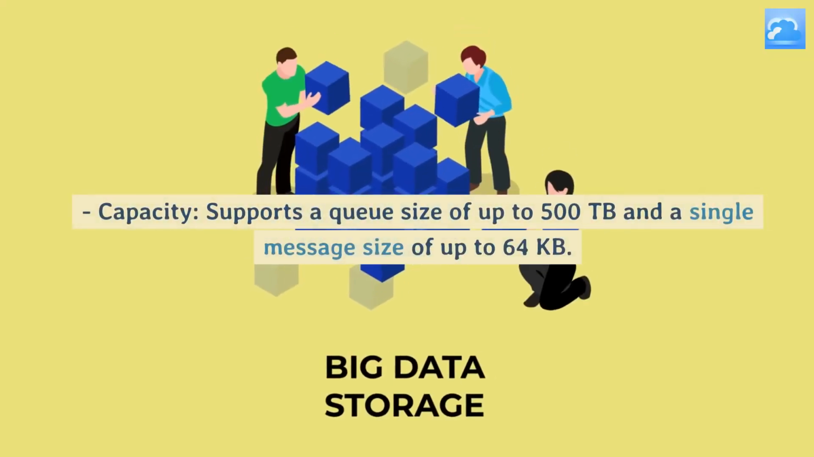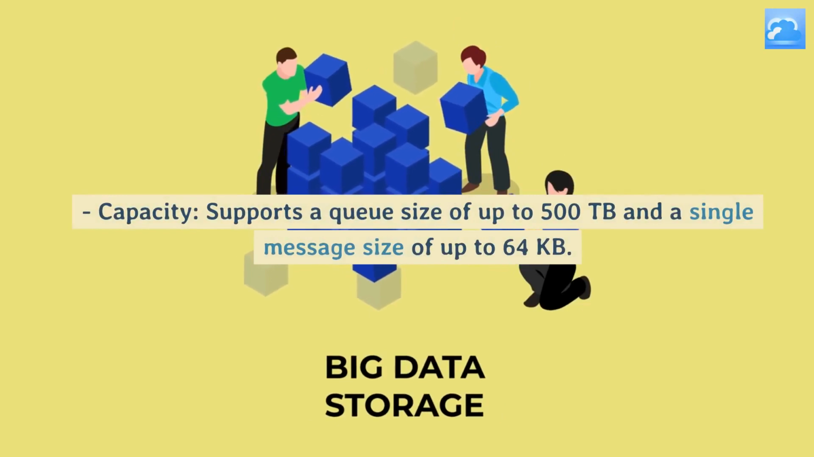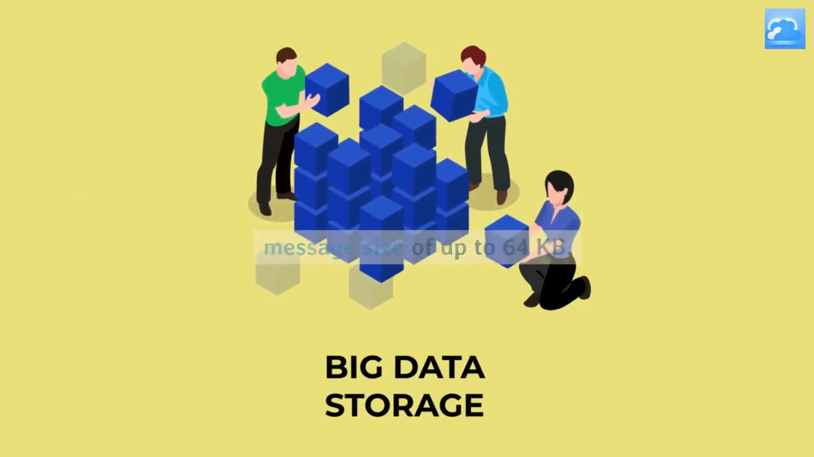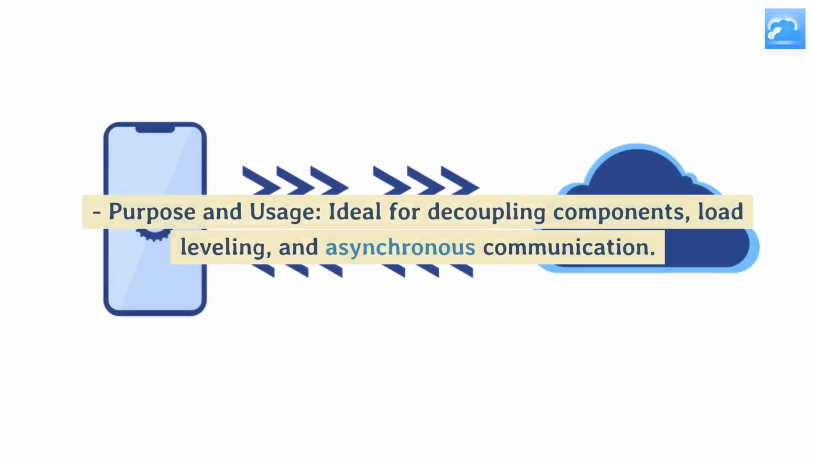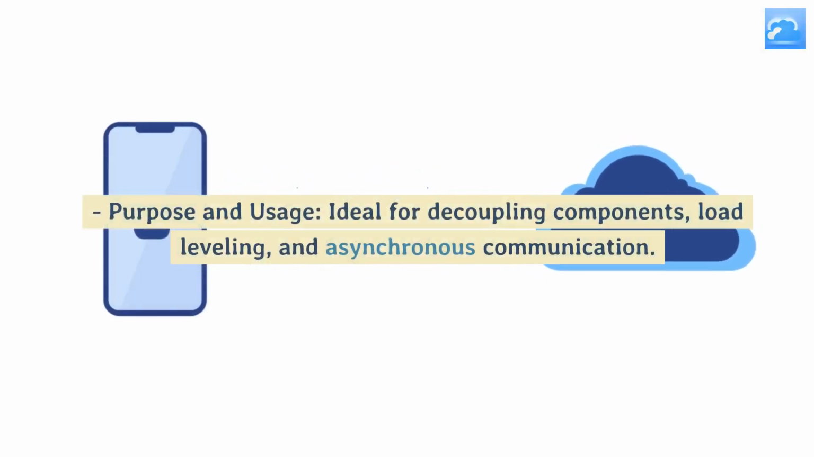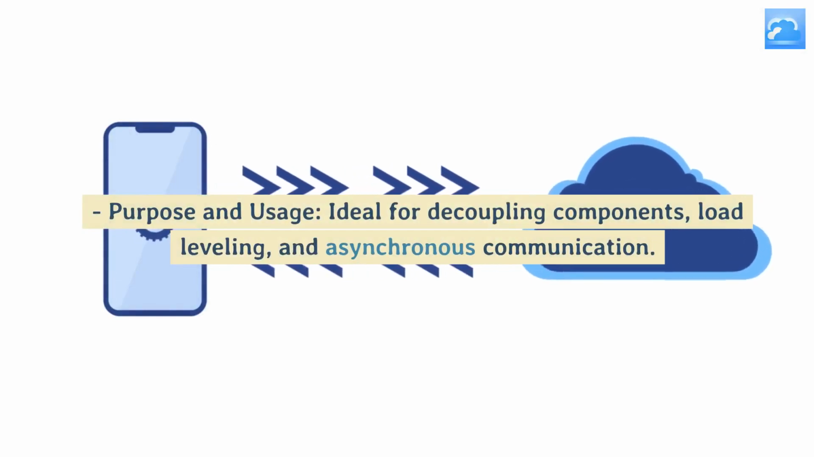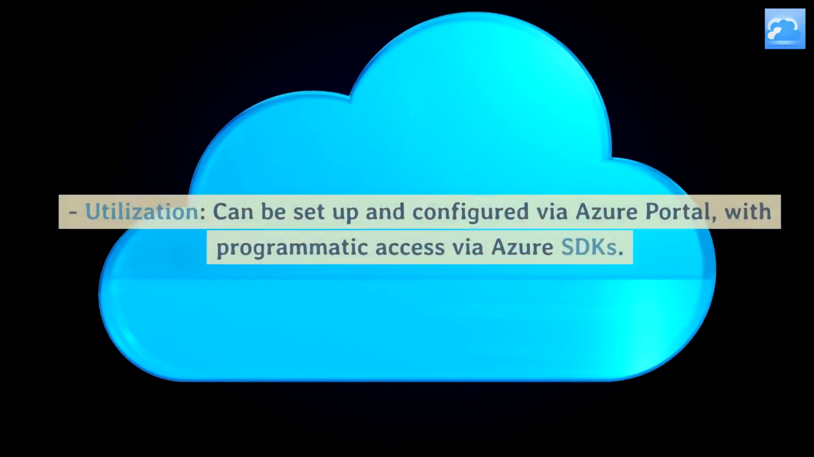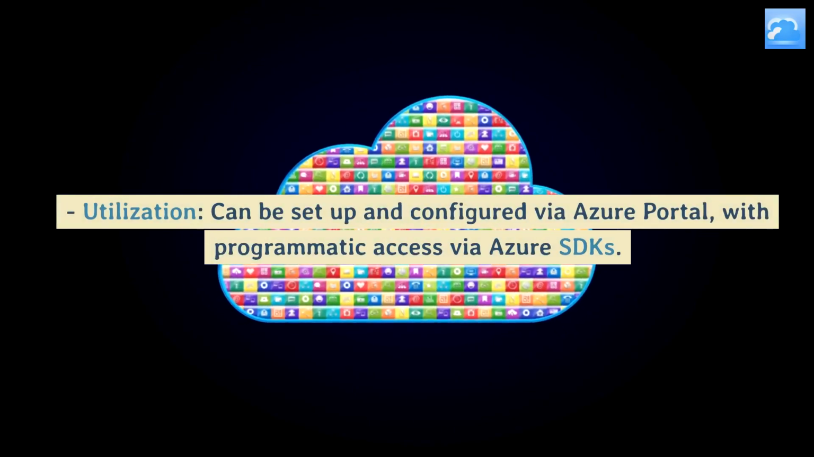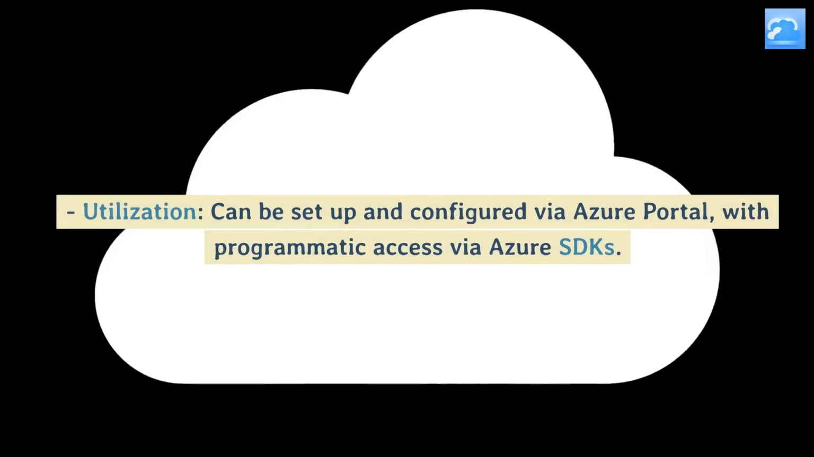Capacity: supports a queue size of up to 500 terabytes and a single message size of up to 64 kilobytes. Purpose and usage: ideal for decoupling components, load leveling, and asynchronous communication. Utilization: can be set up and configured via Azure portal, with programmatic access via Azure SDKs.